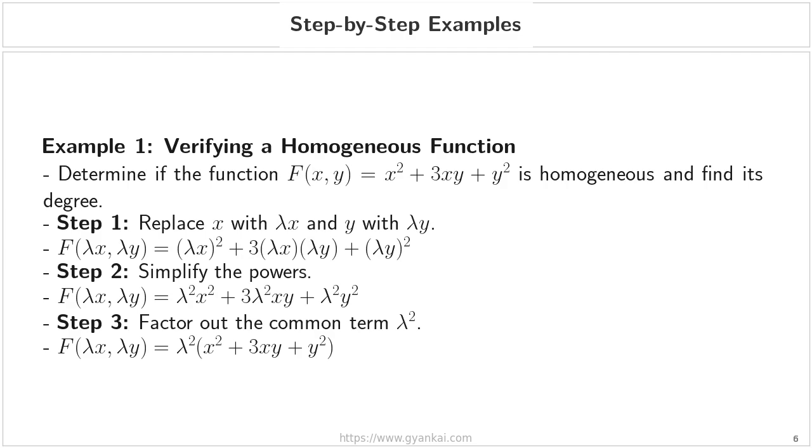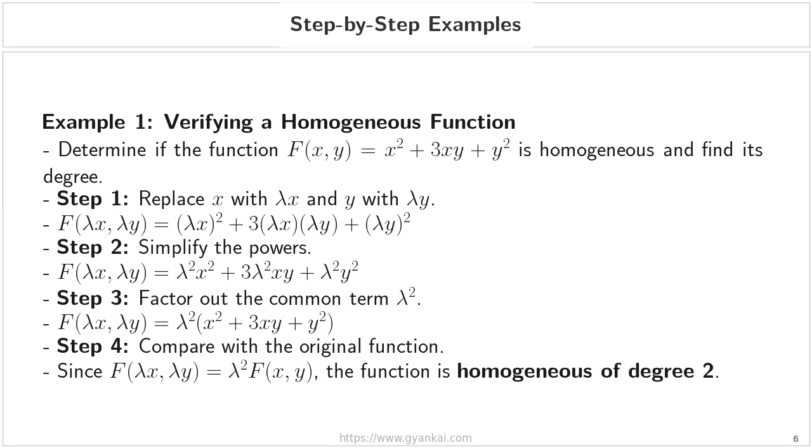Step 3. Notice that every single term in our expression now contains a lambda squared. So, we can factor out this common term, lambda squared, from the entire expression. This leaves us with lambda squared multiplied by the quantity x squared plus 3xy plus y squared. Step 4. Finally, we compare this result back to our original function. You'll see that the expression inside the parentheses is exactly our original function, f of x comma y, because we have shown that f of lambda x comma lambda y equals lambda squared times f of x comma y. We can confidently conclude that this function is homogeneous, and its degree is 2.